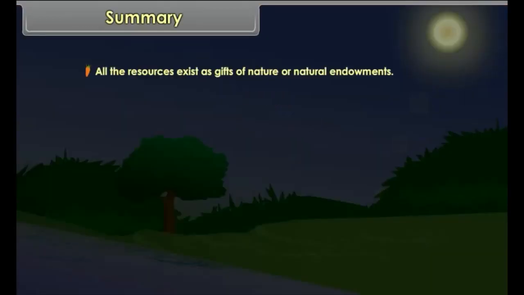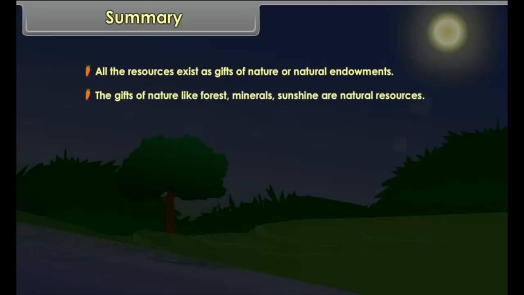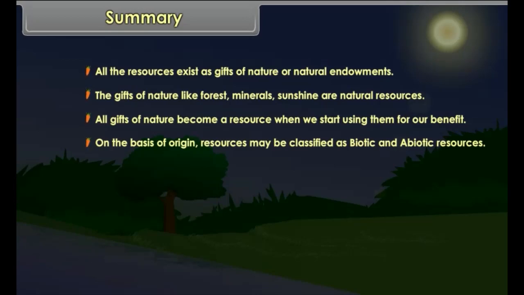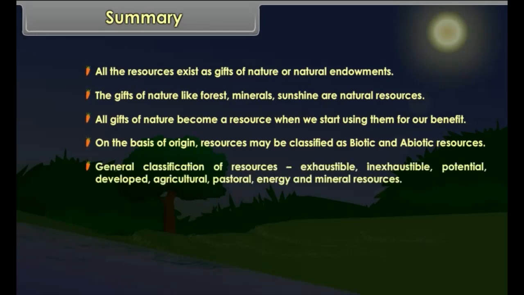Summary: all the resources exist as gifts of nature or natural endowments. The gifts of nature like forest, minerals, sunshine are natural resources. All gifts of nature become a resource when we start using them for our benefit. On the basis of origin, resources may be classified as biotic and abiotic resources. General classification of resources: exhaustible, inexhaustible, potential, developed, agricultural, pastoral, energy, and mineral resources.